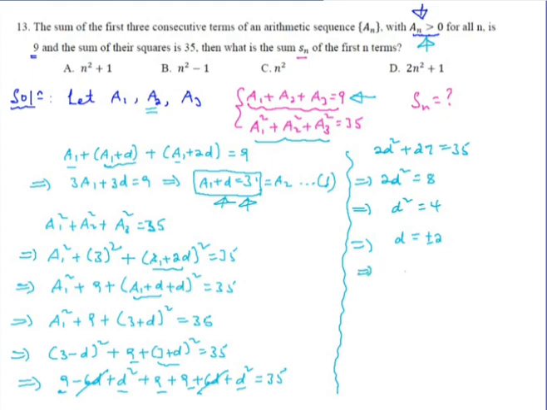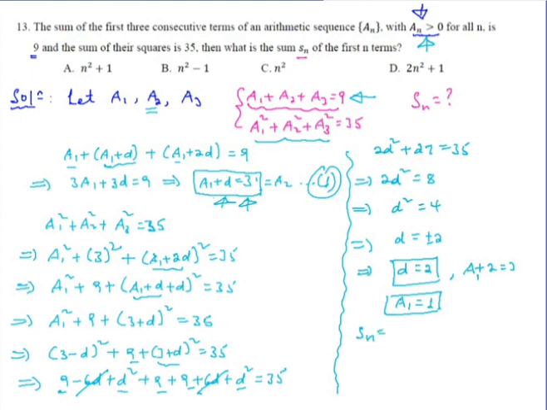So we take D equal to positive 2 only. If D is positive 2, we find A1 from equation 1. A1 plus D is 3, so A1 is 1. With these two pieces of information, the first term and the common difference, we can describe the partial sum.